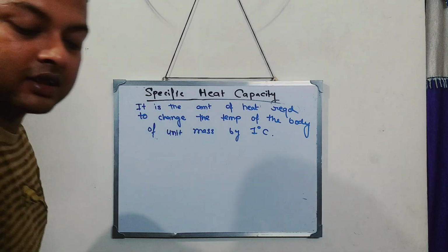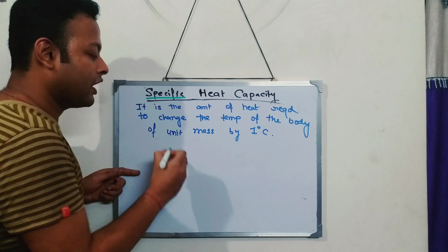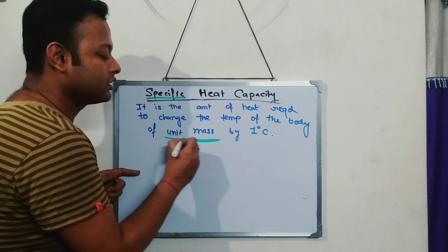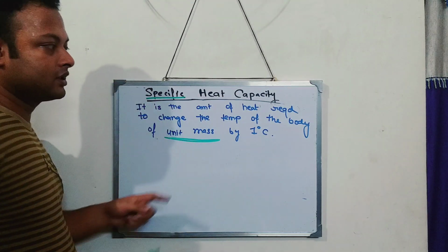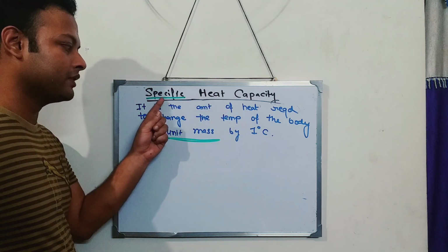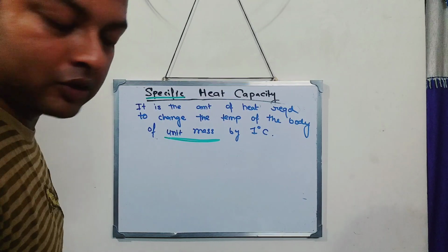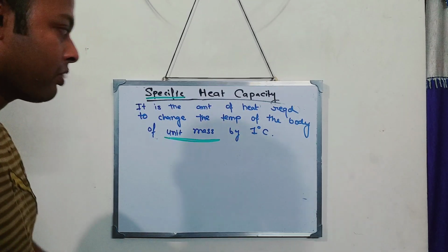So what is the extra thing I added? When the word specific came, I added the word unit mass. See the difference. Heat capacity doesn't have unit mass. Specific capacity has unit mass. Now let me explain with this example. A small example I will take to explain.